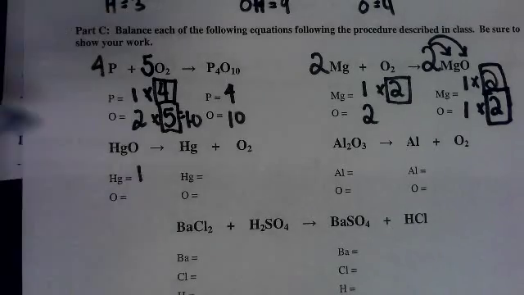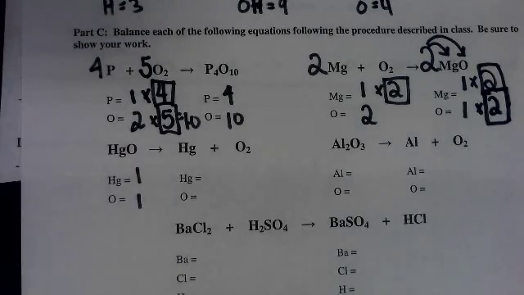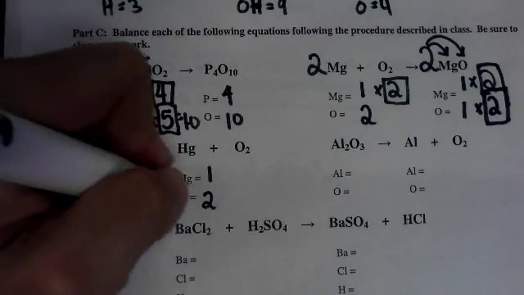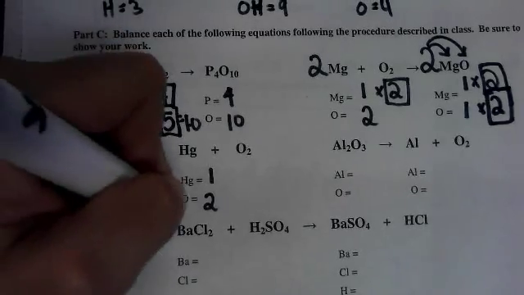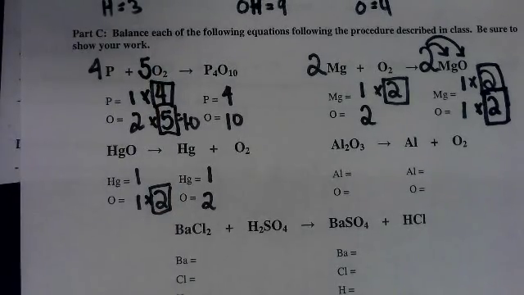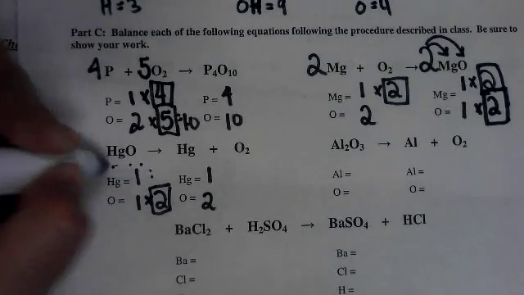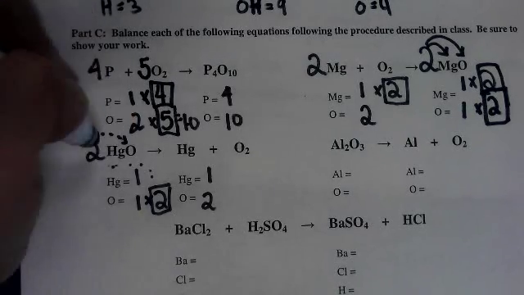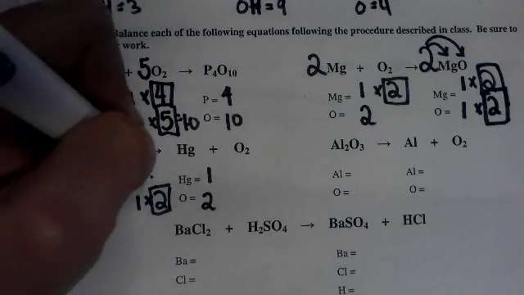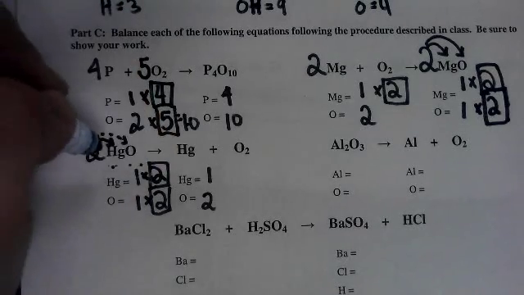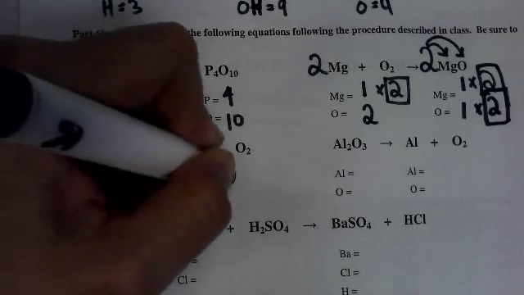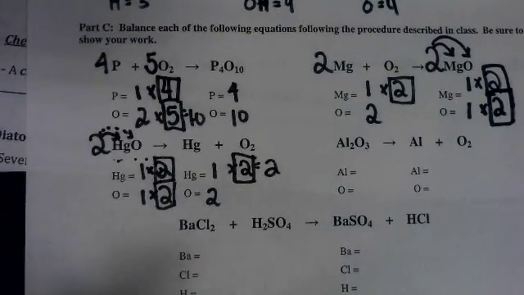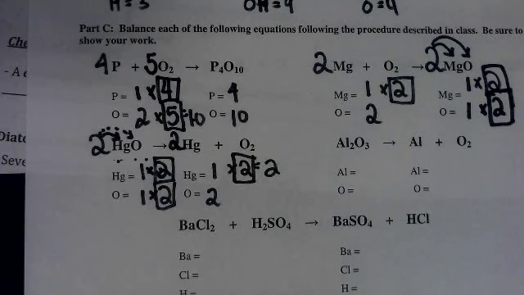Mercury, 1. Oxygen, 1. Over here, mercury, 1. Oxygen, 2. So we're going to start with our oxygens, multiply it by 2, put a square around it because that's your coefficient. That has to go in front of your compound. If it distributes to the oxygen, it has to go to the mercury. So we're going to multiply mercury by 2. We've got to balance the other side now. So I'm going to multiply my mercury over here by 2 and put a coefficient in front of the mercury.